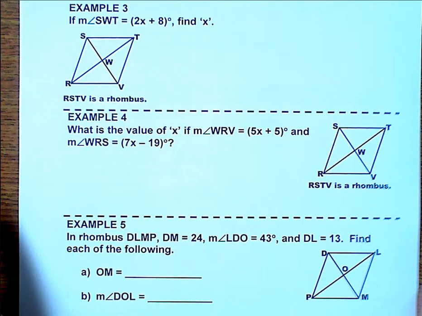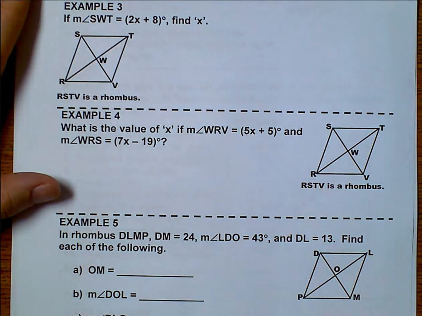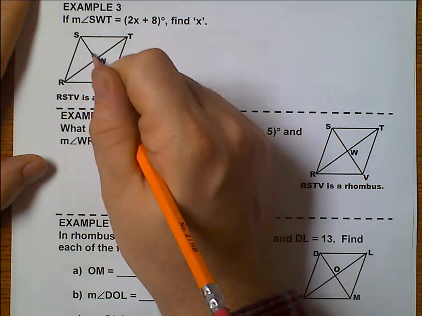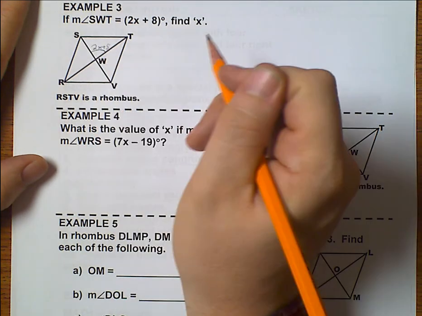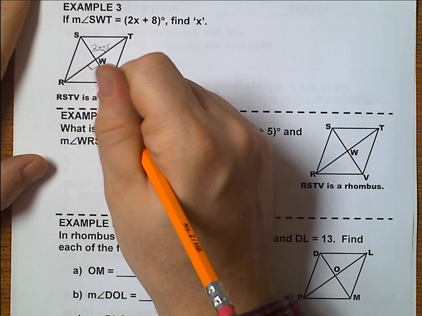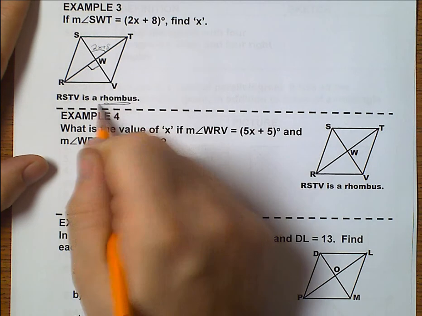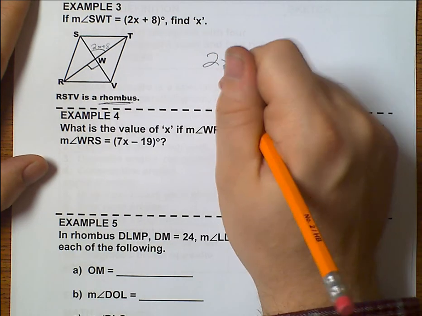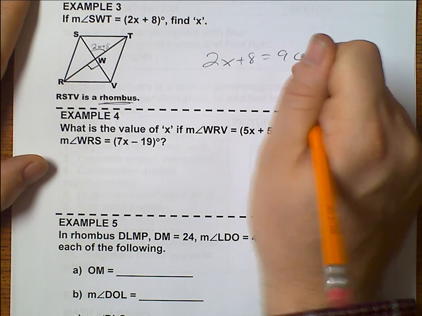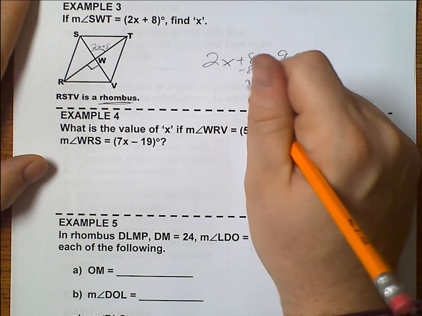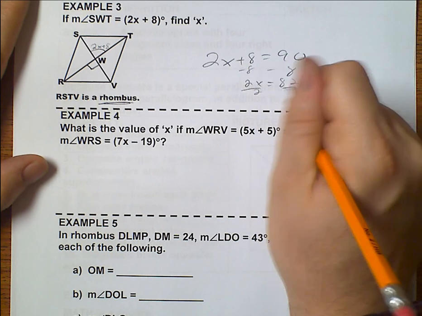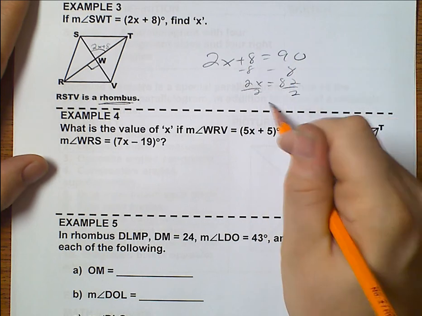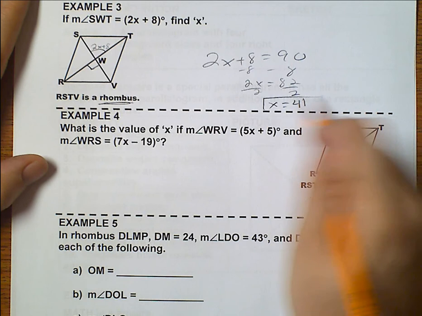For example 3, we've got another rhombus. It says that SWT is 2x plus 8. Well, we know that this has to be a 90-degree angle because it's a rhombus. So that means that 2x plus 8 must equal 90. Subtract 8, we get that 2x equals 82. And divide by 2, we get that x must equal 41.